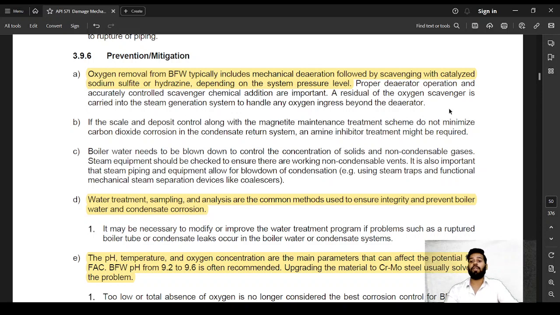A residual of oxygen scavenger is carried to the steam generation system to handle any oxygen ingress beyond the deaerator. So anytime there is oxygen, you can have this problem. Obviously, this would mean that we require no oxygen, but that is not true. We require some amount of oxygen to create an oxide layer, but if it goes beyond a permissible value, then this oxide layer will not be able to form and you will have this kind of corrosion.